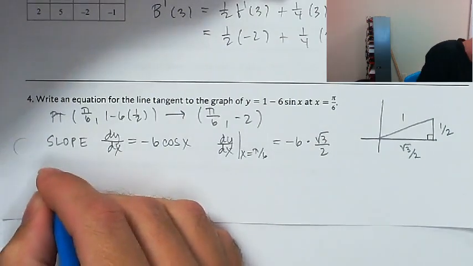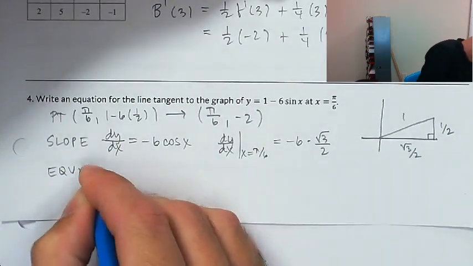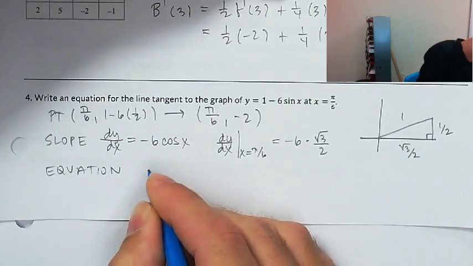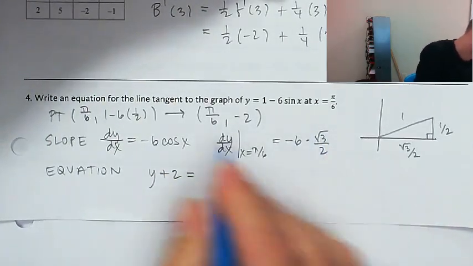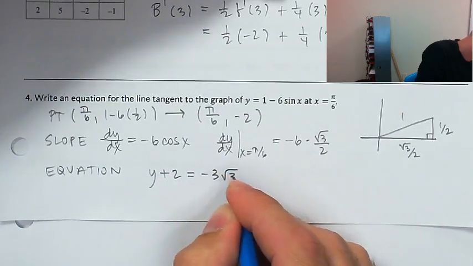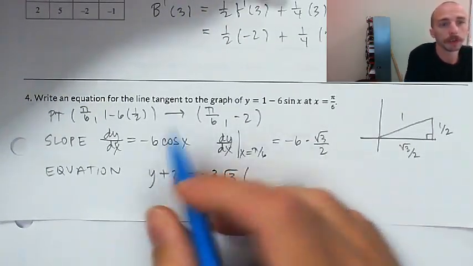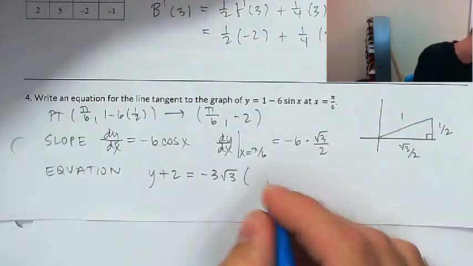And so I'm ready to write my equation. So y minus negative 2 is equal to the slope, which is going to be negative 3 root 3, times x minus the x coordinate of the point we know is on the line, so it's x minus pi over 6.